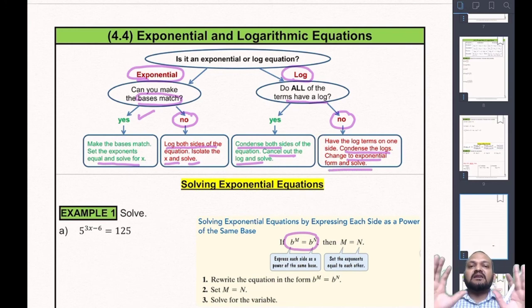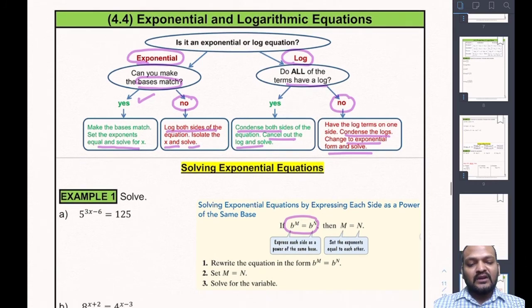So again, let me summarize it. When you deal with exponential or logarithmic equations, you're going to have a left hand side and a right hand side. If both sides have exponents, then you take only the exponents, set them equal to one another and solve. If both sides have the log, then you just take the inputs, set them equal to one another and solve. That's what we are going to do. Let me show you how we do that.